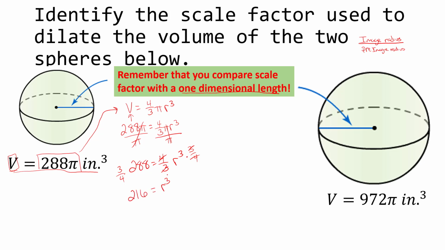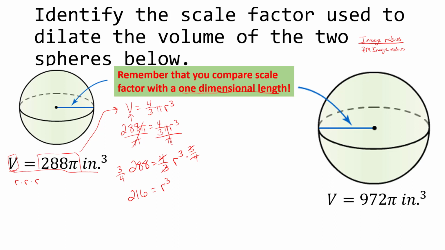All right, now we need to figure out what in the world r to the third power means. r to the third power means that I have r getting multiplied by r getting multiplied by r. We're looking for three numbers multiplied by themselves that equal 216.